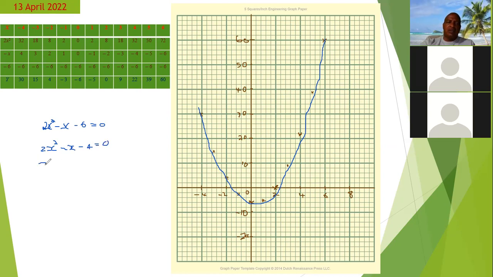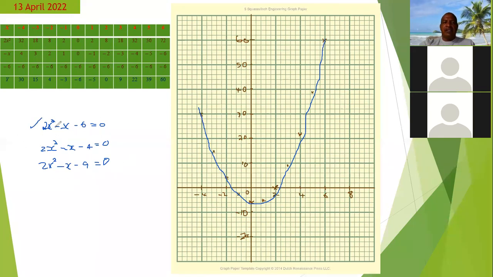And the next one is 2x squared minus x minus 9 equal to 0. All right, now the one that we plot on the graph would be this one, the first one.